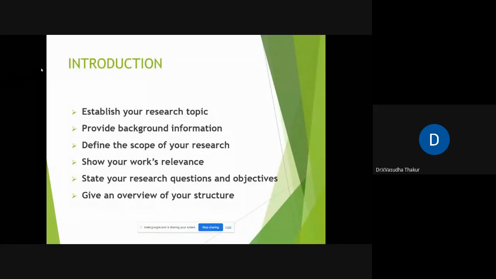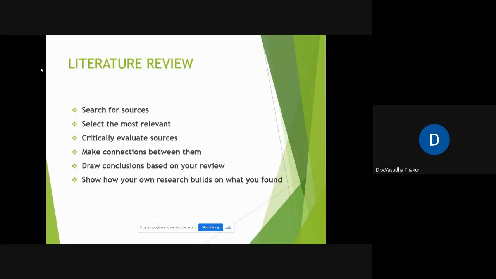Remember: background, relevance, that is how important it is, researchable questions, objectives, and the structure of your complete work, how you are going to present it. A layout should be projected under introduction. Then comes the literature review.